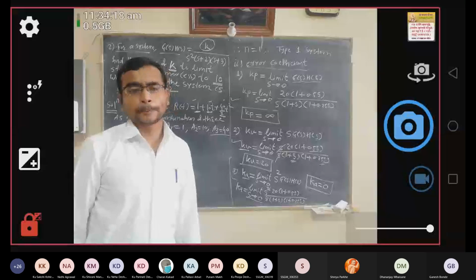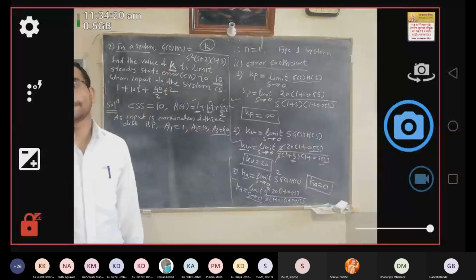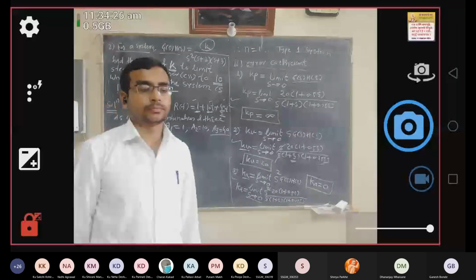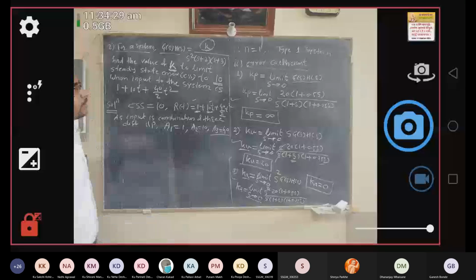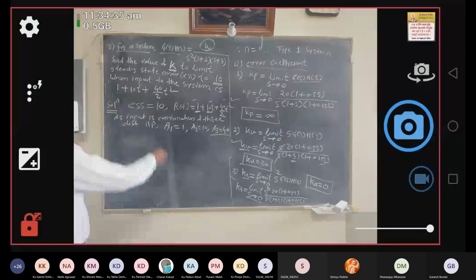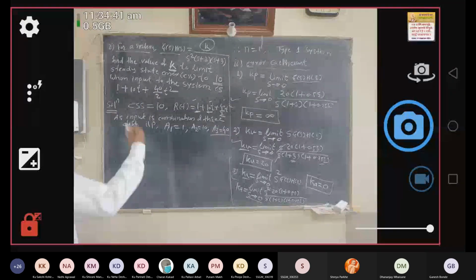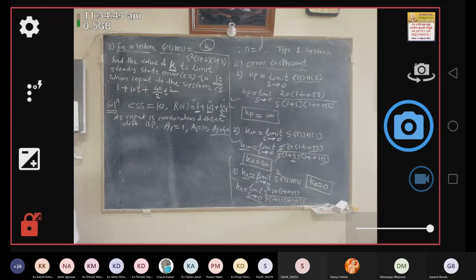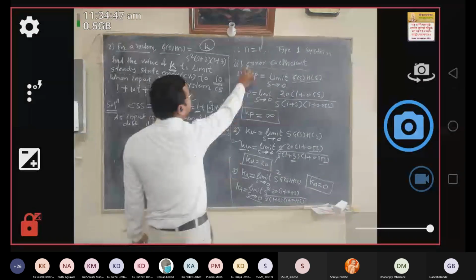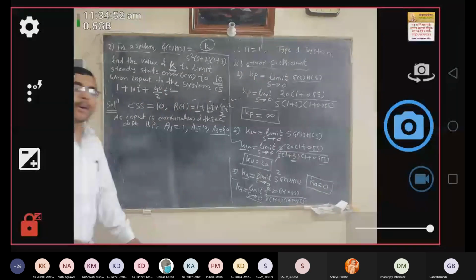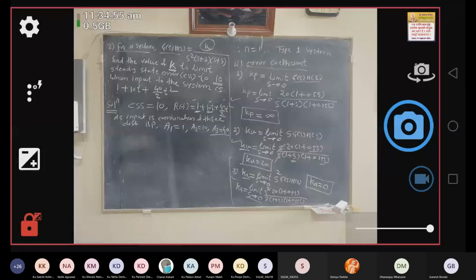क्या करना पड़ेगा? जैसे हमने प्रीवियस प्रॉब्लम सॉल्व किया, similarly here same way you can solve the problem. Okay, so in the previous problem, first of all we have find the type of the system. Okay, so here again you can directly identify the type of the system. It is a type 2 system. Then second step we have find the error coefficient. So same way you can find the error coefficient, and at last you can find the value of steady state error. Okay, and from the steady state error you will get the value of k.